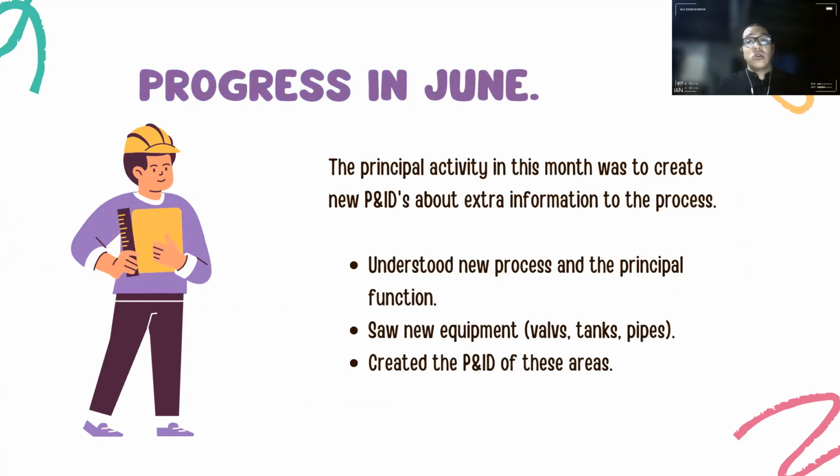The progress in June. In this month, our supervisor ordered us to create new diagrams in special areas. These areas are extra to the principal process that we have been working on since January. But these areas are necessary to understand the process completely. For example, these areas are the nitrogen area, compressors, and air.